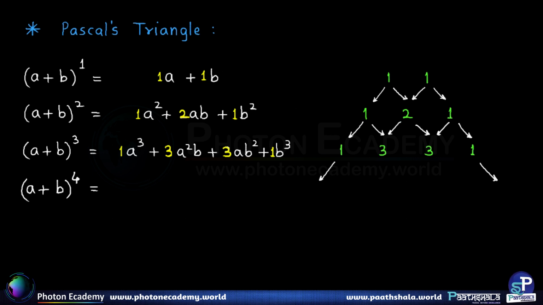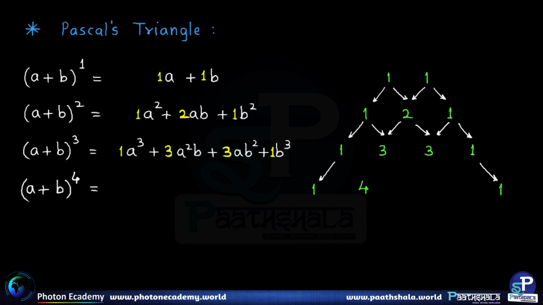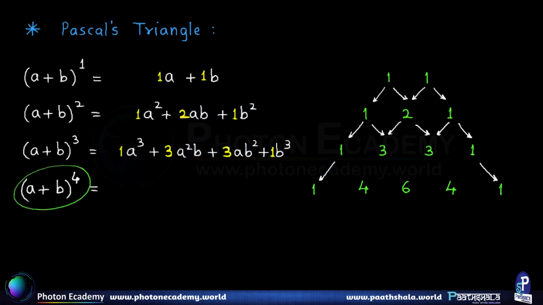You see that the ones will get carried over on left extreme and right extreme. Then 1 and 3 added gives us 4. Then 3 and 3 added gives us 6, and 3 and 1 added gives us 4. So interestingly here we have already observed and found out the coefficients in the expansion of a plus b whole raised to 4.